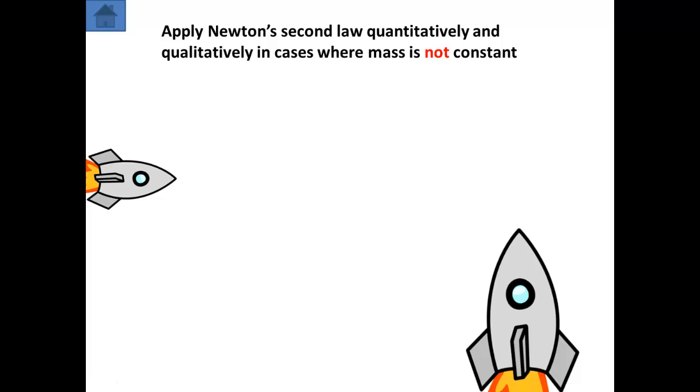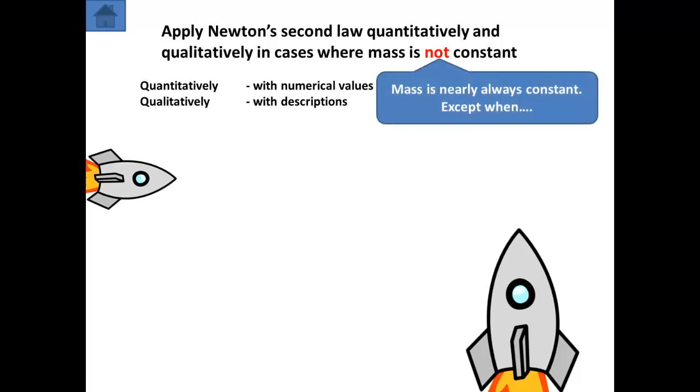We need to apply Newton's second law quantitatively and also qualitatively in cases where the mass is not constant. I'll do a simple example first of all to do with space rockets. Quantitatively is to do with numerical values and qualitatively is just with description. So we'll do a qualitative description first of all.